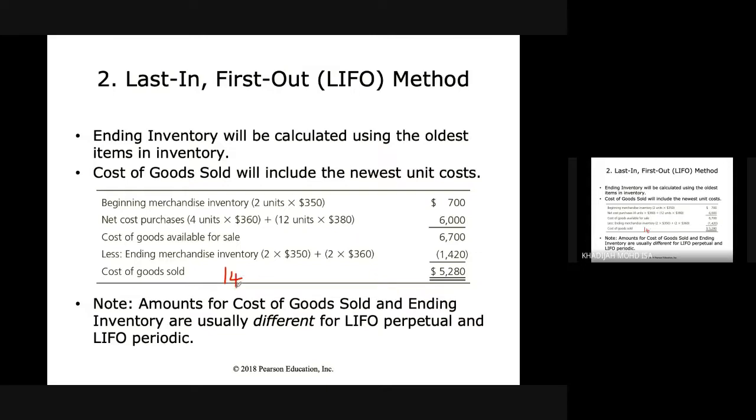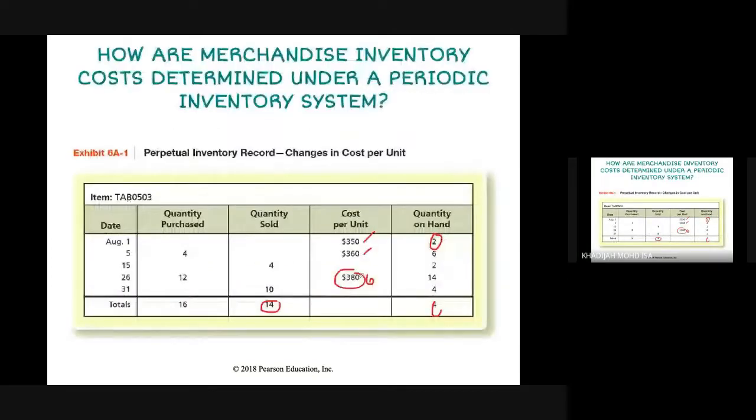The 14 units that you sold must come from the newest, right? So the newest must come from the 380. Now you purchased 12 units at 380. So your cost of goods sold will be 12 units at 380 and 2 units at 360. You get that? Under last in, first out, you sold the most recent purchases, which is 12 units at 380, and the other 2 units you're going to take from 360.